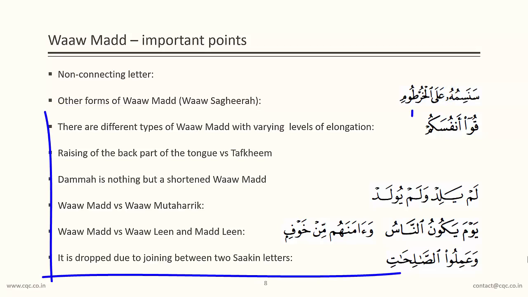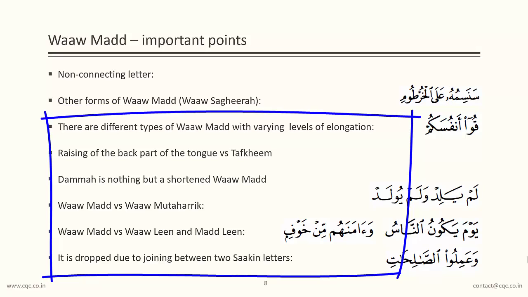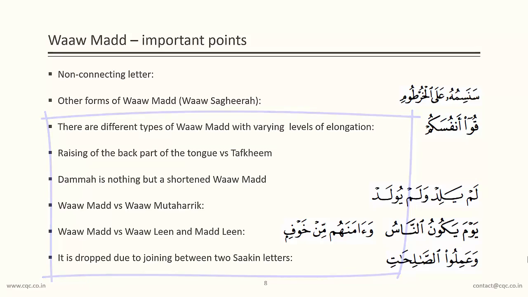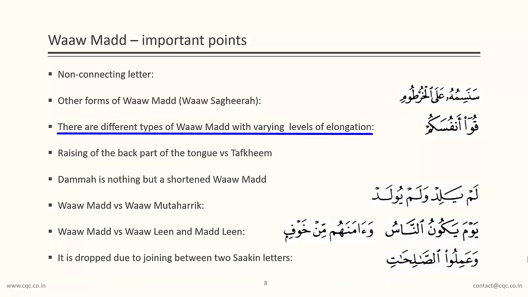The rest of the bullets that you see on the screen are again advanced topics which we will be covering in great detail in the future inshallah, and I will just briefly brush over them. So just as we have different types of Alif Madd with varying levels of elongation, in the same way we will have different types of Waaw Madd with varying levels of elongation. For example, here it will be recited as U anfusakum.